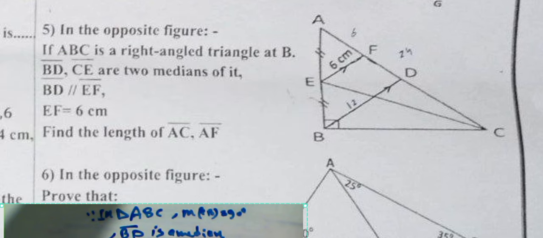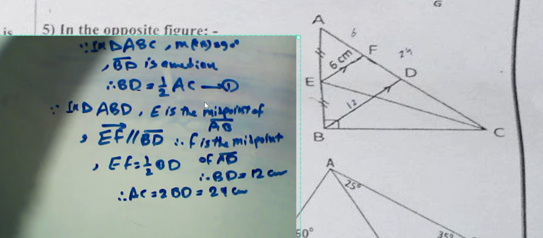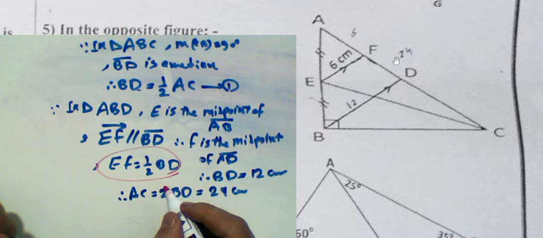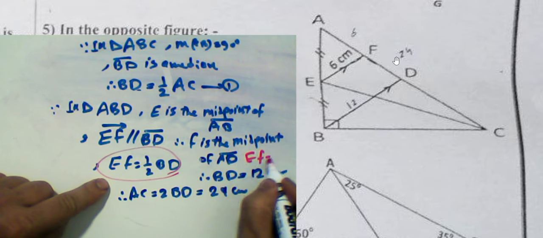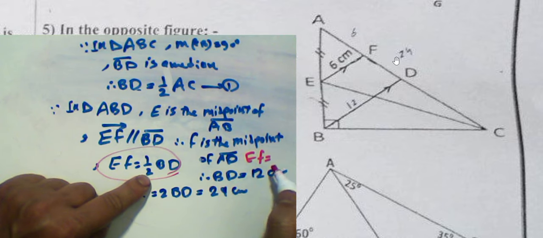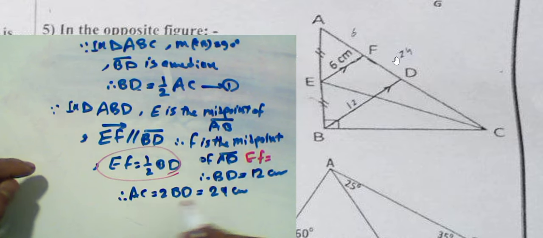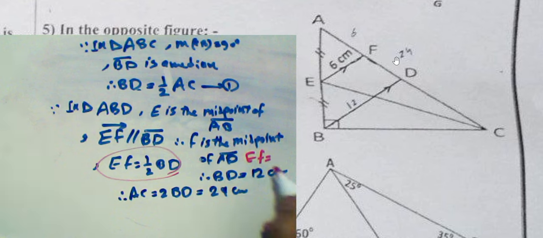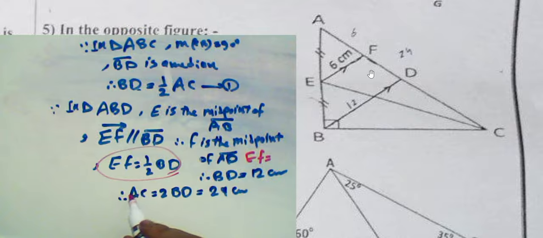He wants EF. I found EF is half of BD, because F is the midpoint. Then EF is half of 12. BD was 12. Where is BD? So give me BD. I found BD is 12. I write it here, 12, my students.